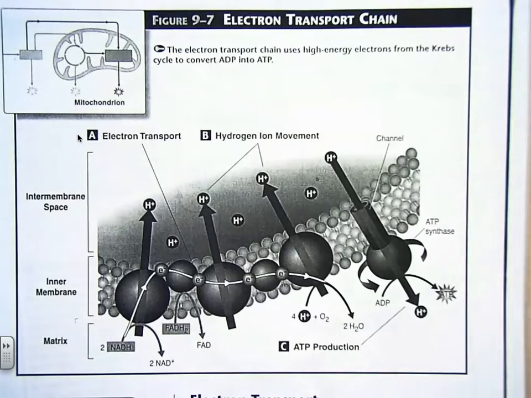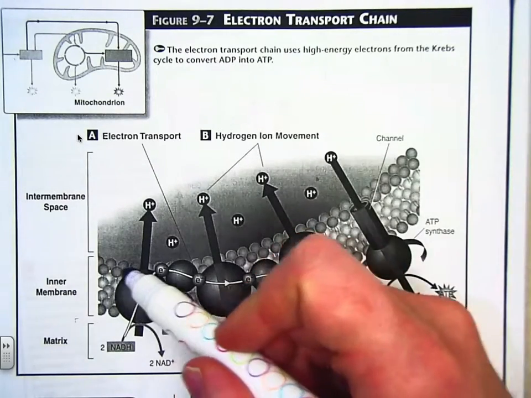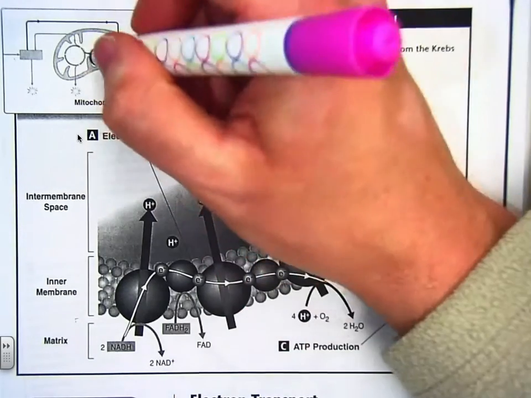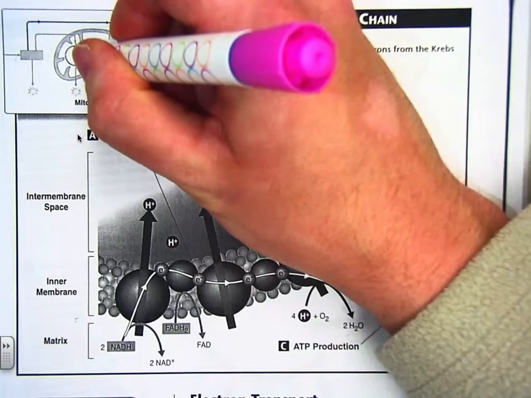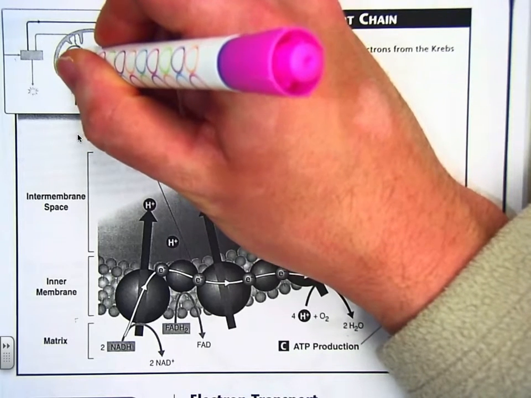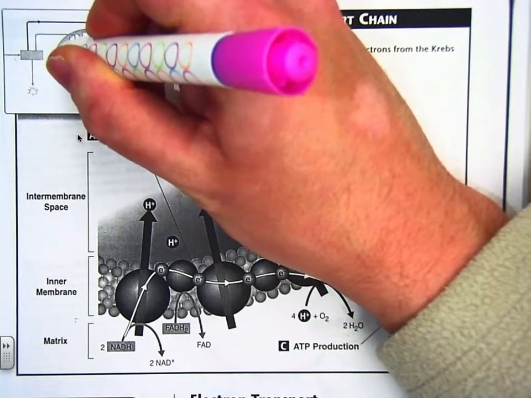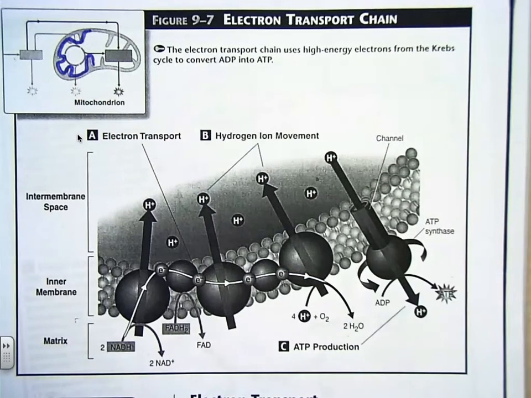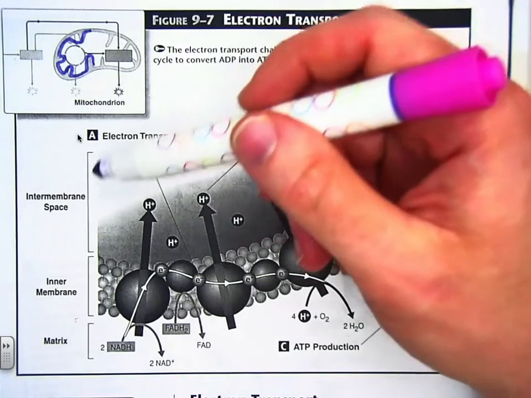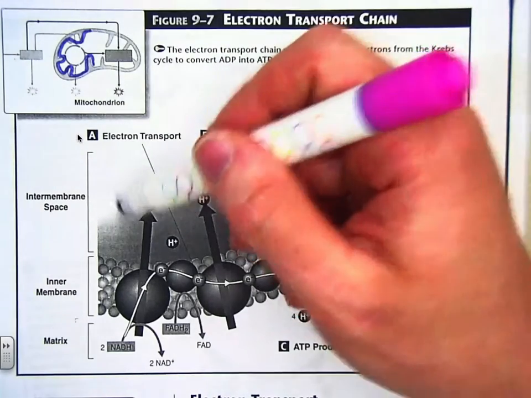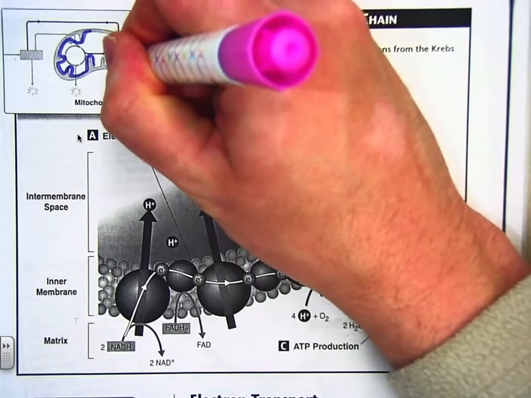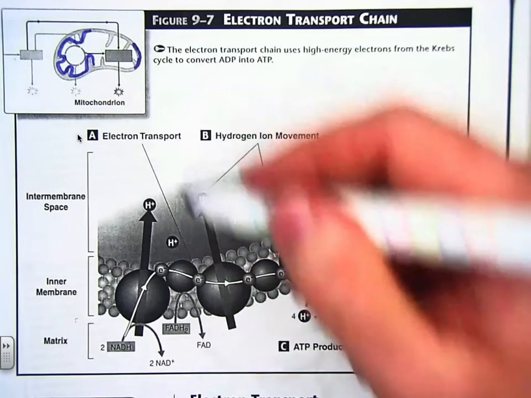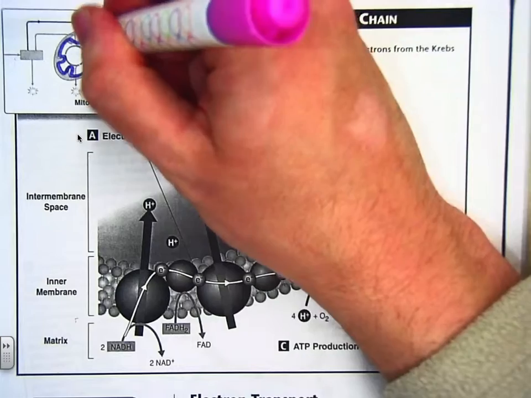And where is this happening? This is happening in this little membrane right here on the edges. So the electron transport chain in the mitochondria is around the edges here. In the chloroplast it happened in the thylakoids, but now it's happening in the intermembrane space right here, on the inside here, and it's happening in the matrix, which is right here.